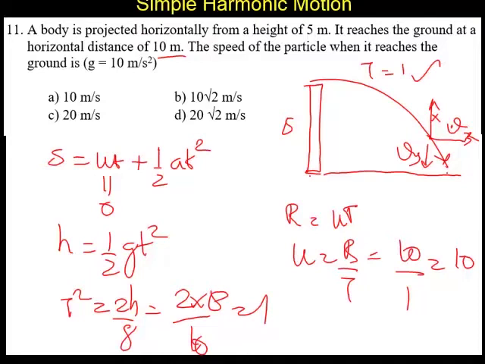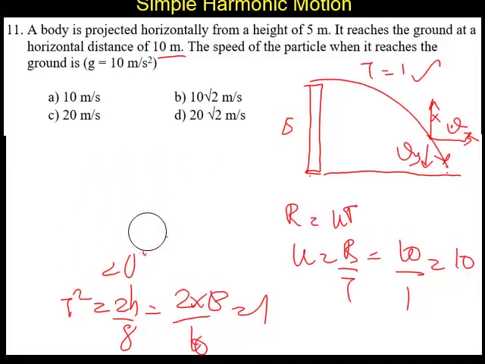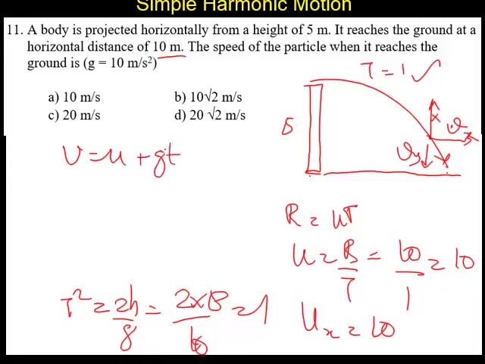Now we are going for the calculation of the velocity. Now we have calculated the velocity along the x-axis. So the velocity along the x-axis is u, which we can also call ux, that is 10. What is vy? Vy, when it is dropped from here, we can say v is equal to u plus gt. Because u is equal to 0, v is equal to gt is the velocity along the y-axis.